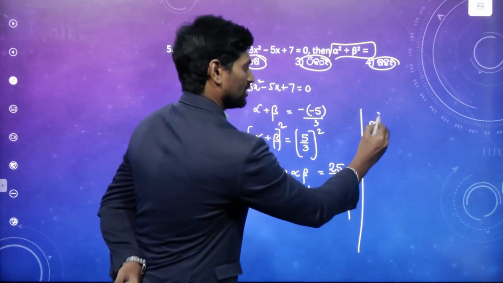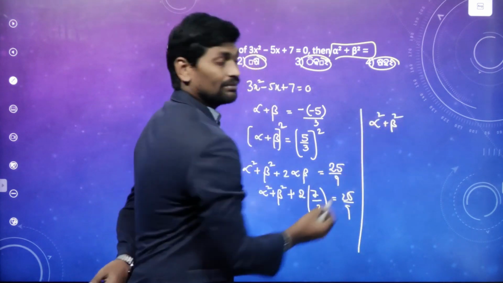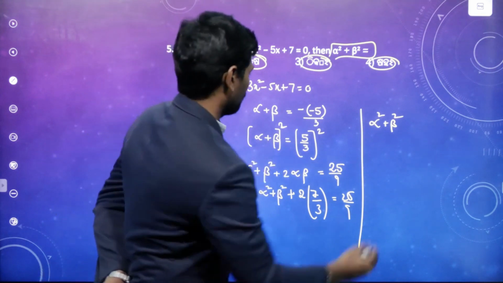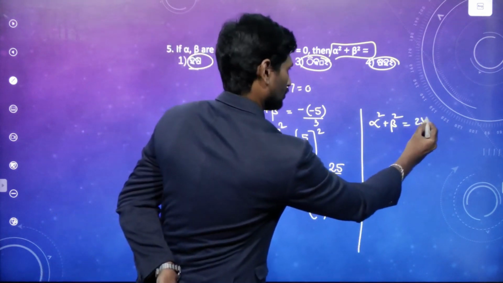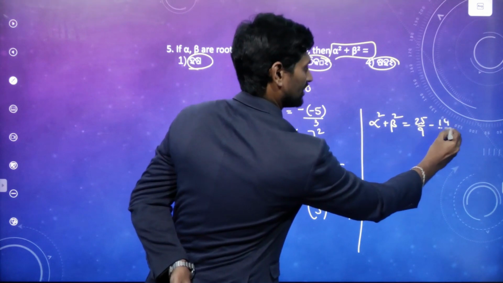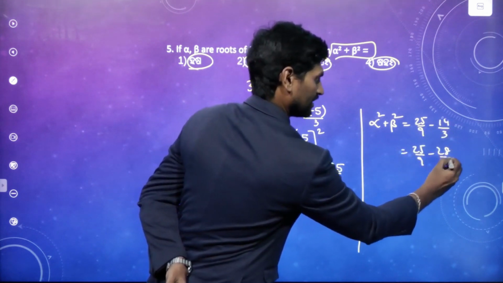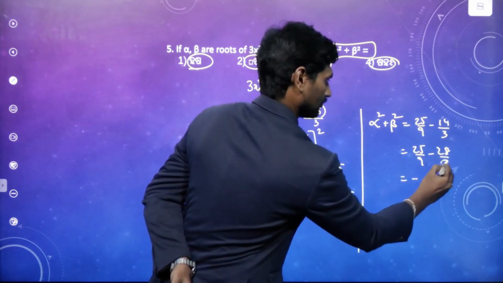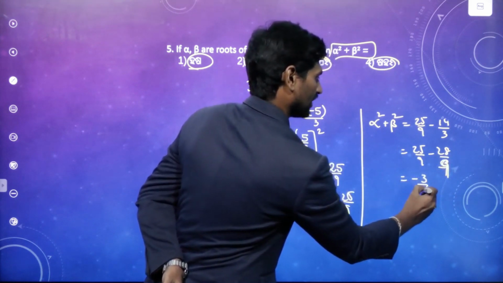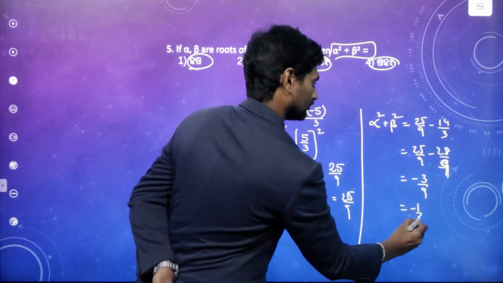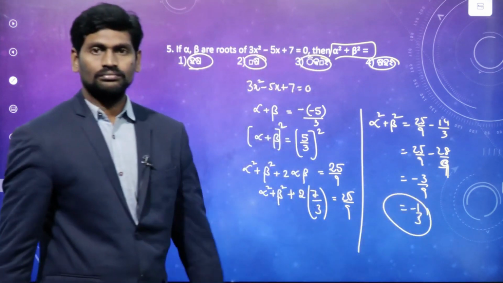Now let us transpose that to the other side. 14 by 3 becomes minus 14 by 3. So 25 by 9 minus 14 by 3, with LCM 9: 25 by 9 minus 42 by 9, nothing but minus 17 by 9. This is our answer. Okay?